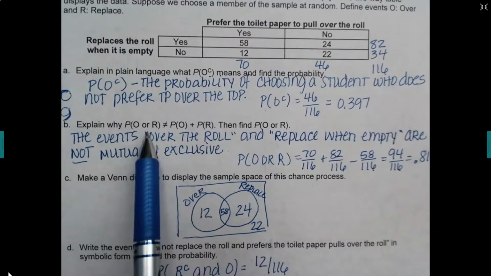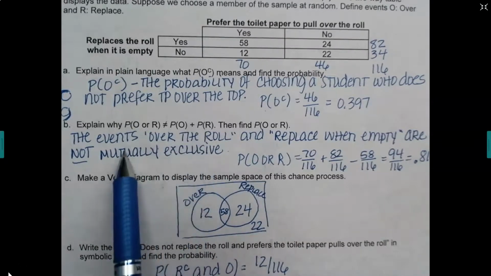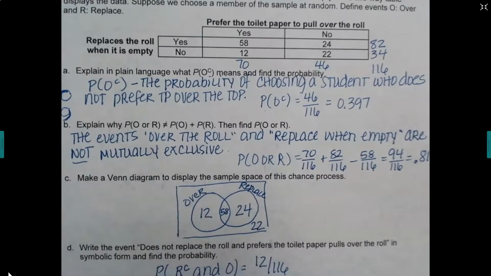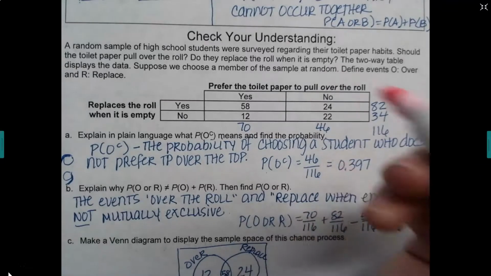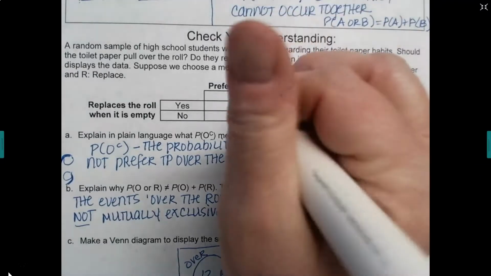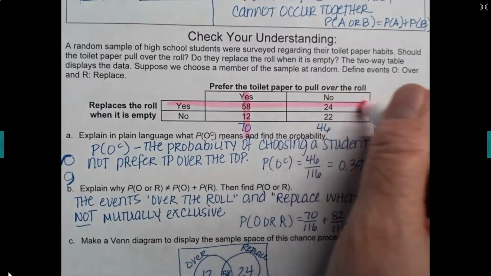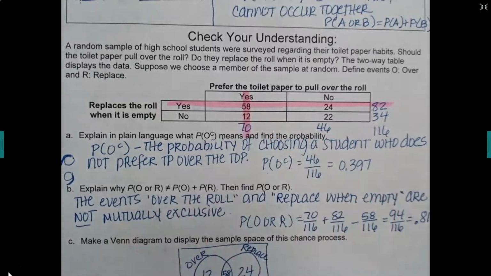So the probability of O or R does not equal the probability of O plus the probability of R because the events over the roll and replace when empty are not mutually exclusive. So if we look up at our table here, we have over, which is this category, and then we have replace, which is this category, and they cross. Anytime they cross like that, they share outcomes in common, so they're not mutually exclusive.